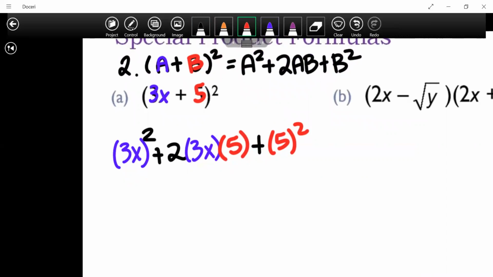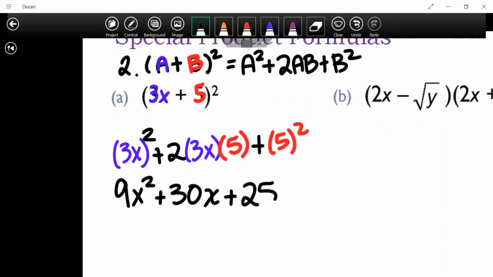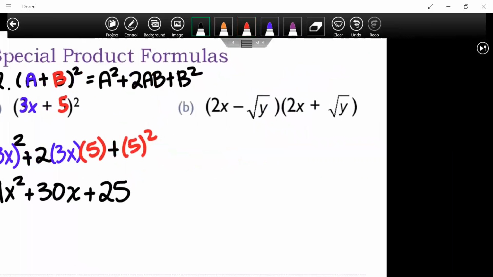We're going to get 9x squared. 2 times 3 is 6, 6 times 5 is 30, so we're going to get 30x. And then our last one will be plus 25. And you're done. So these are cool little things you guys can use in the future.